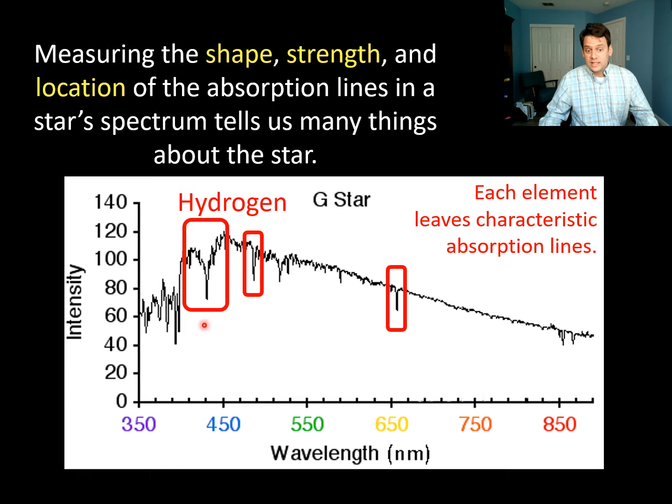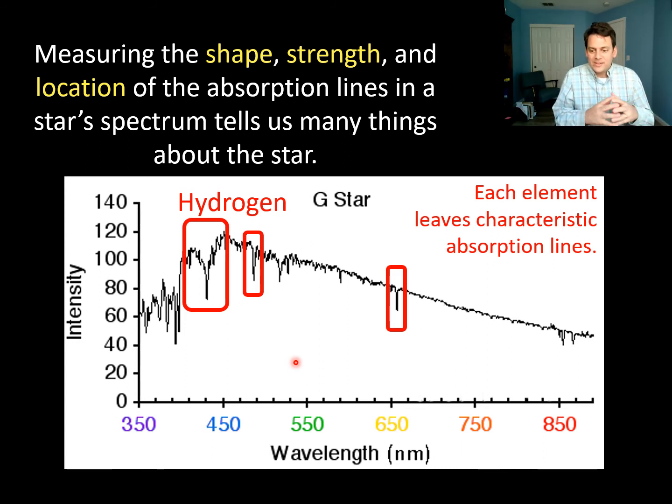It's one of the strongest lines here, which again is not surprising because there's more hydrogen than there is anything else. There are in fact a couple of strong hydrogen lines here. And then there's another one up at a higher wavelength. Each element has a characteristic set of absorption lines, and that's something we've talked about. It's effectively a fingerprint of that element. And so again, we use those.